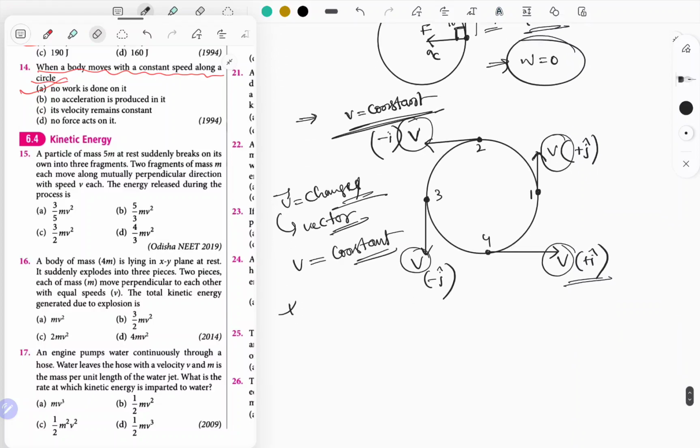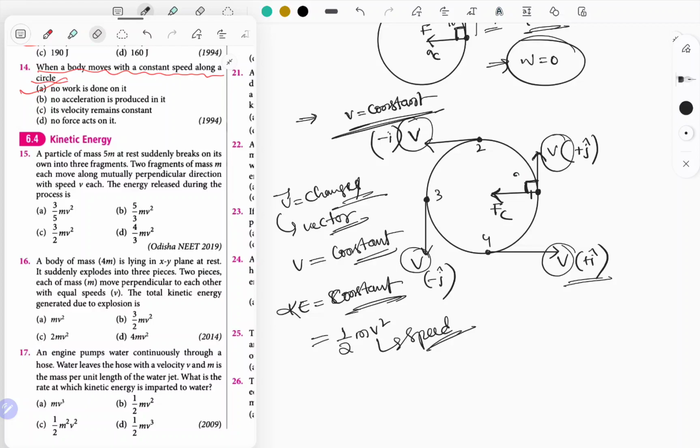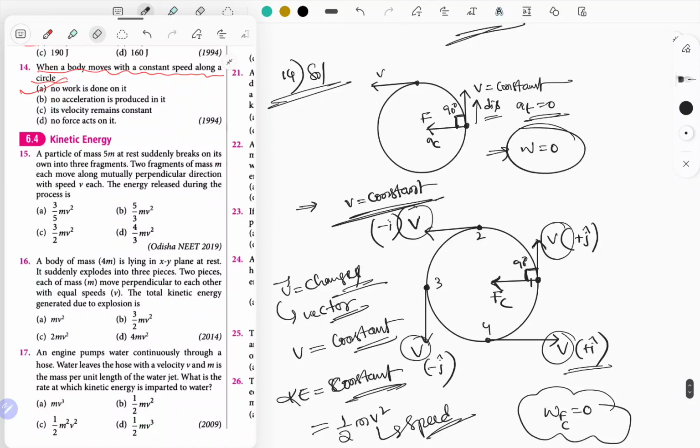And one more thing, kinetic energy also remains constant, because kinetic energy depends on speed. It is 1 by 2 mv square. In place of v, we substitute the speed. That's why the kinetic energy of the particle also remains the same. Whenever a particle is moving with a constant speed in a circular path, centripetal force is towards the center, then only the particle can move in a circular path. So work done by the centripetal force is equal to 0 because centripetal force is perpendicular to the displacement of the particle. So this is the basic theory behind this question. Hope you understood.